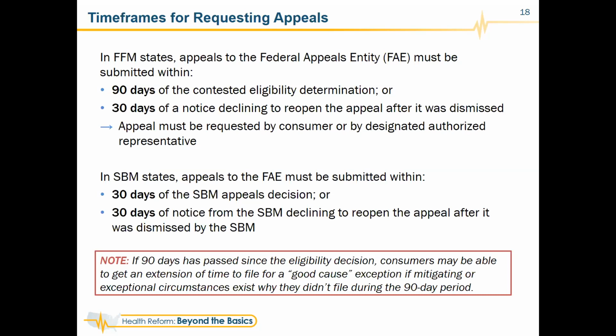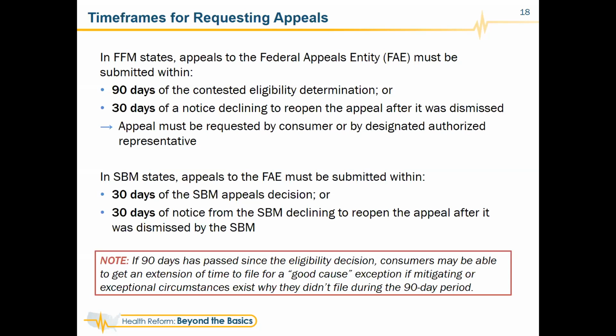Now, just one slight change to these 90 days is there is a good cause exception here. So if there's a reason why a consumer couldn't file an appeal within these 90 days at the FFM or 30 days at the SBM, the individual shouldn't just give up, but should actually contact the Federal Appeals Entity and explain why they were unable to do it. So particularly now in the midst of a global pandemic, if maybe they were hospitalized or they were caring for someone who had COVID, or there were other reasons that they were unable to file their appeal within these 90 days, they should absolutely contact the Federal Appeals Entity and request this good cause exception and explain why and try to get more time to file an appeal.